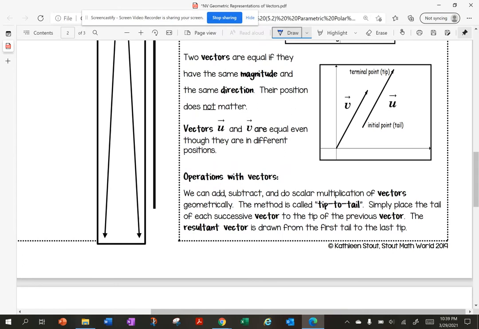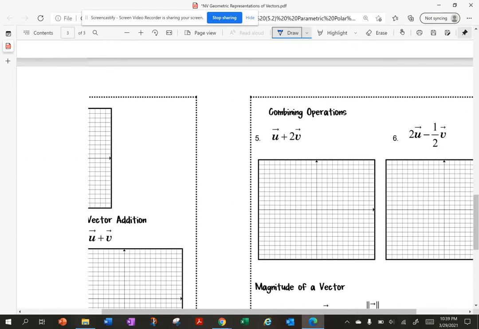Vector operations. We can add, subtract, and do scalar multiplication of vectors geometrically. The method is called tip to tail. I simply place the tail of each successive vector to the tip of the previous vector, and then the resultant vector is drawn from the first tail to the last tip. All right, let's do a couple of these.